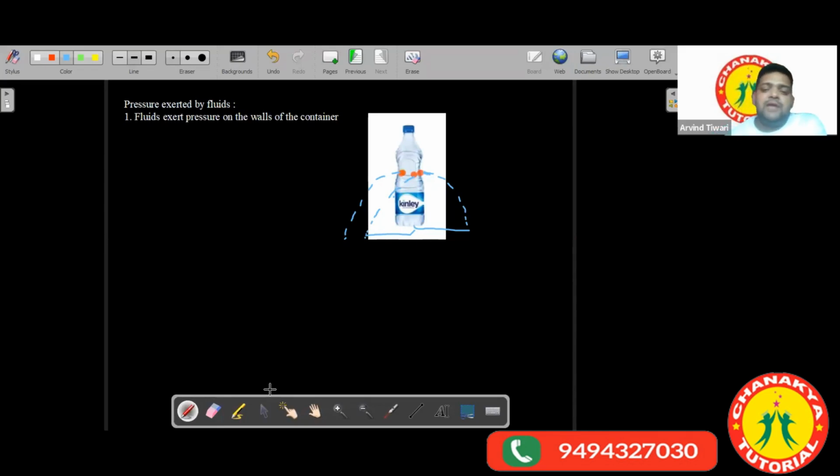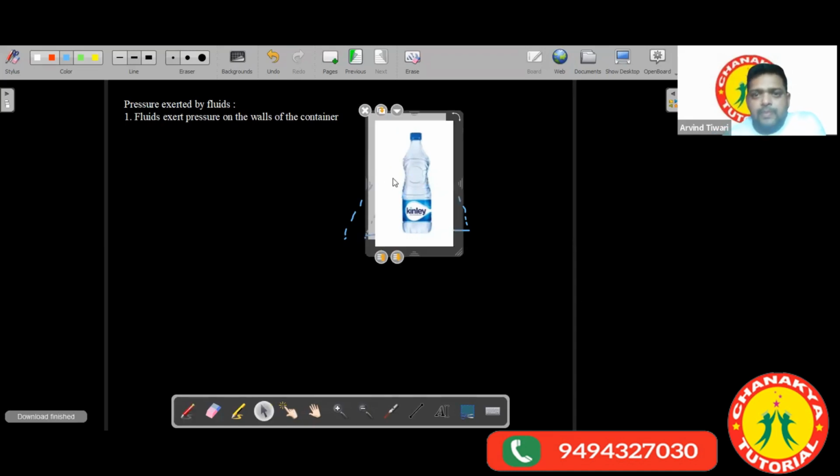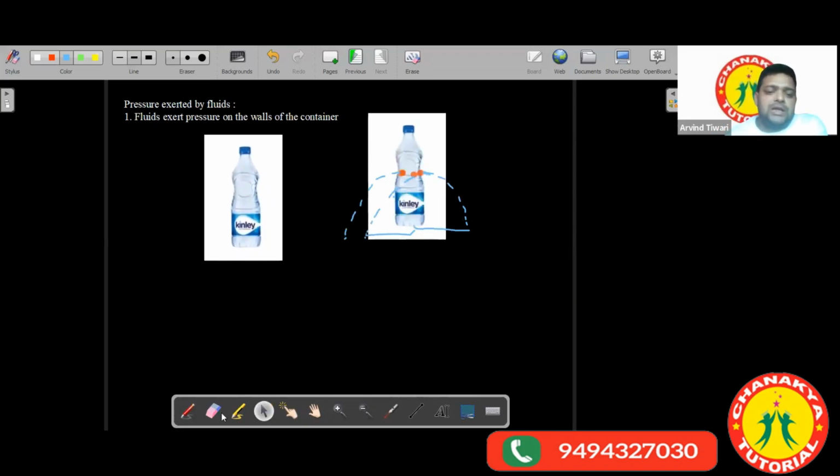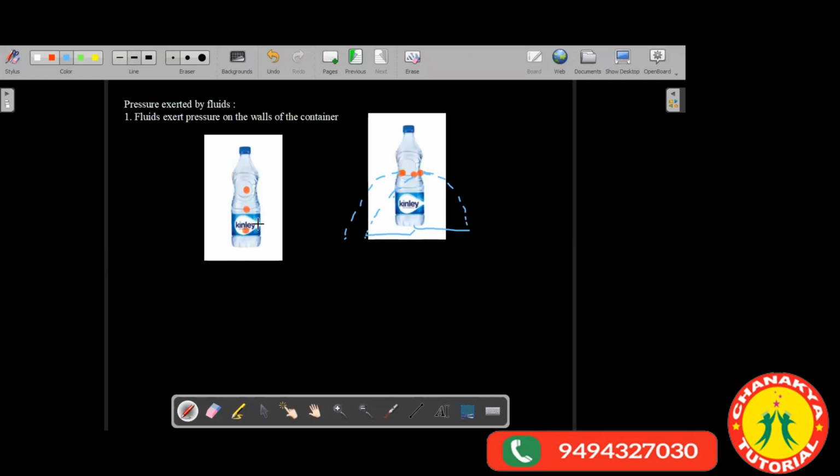Now, similar to this, let's try to do another activity. With the same water bottle, now I create a hole on the top, then a hole over here, then a hole over here. So which of them will go for the maximum distance? Sir, the bottom one, sir.